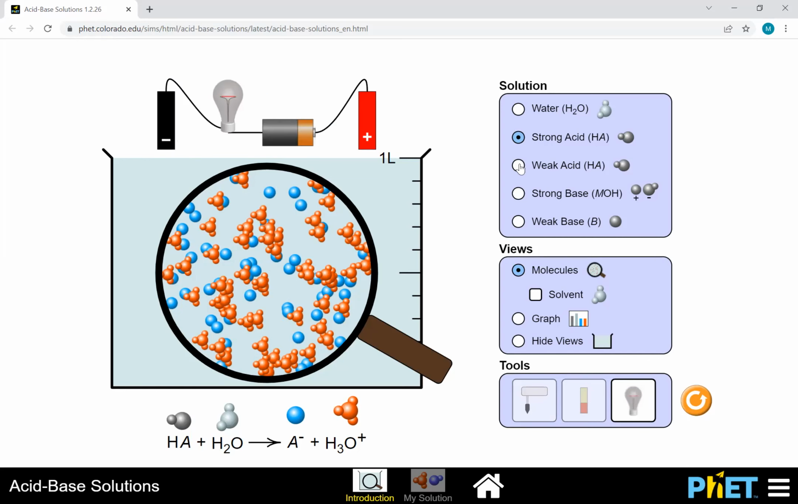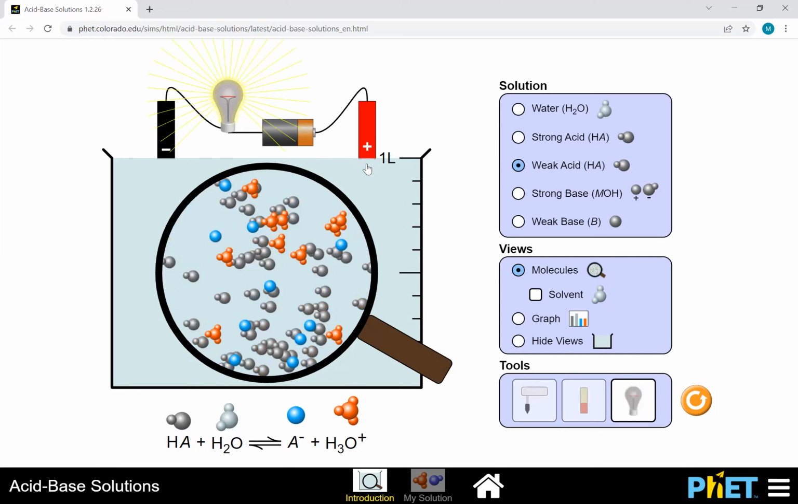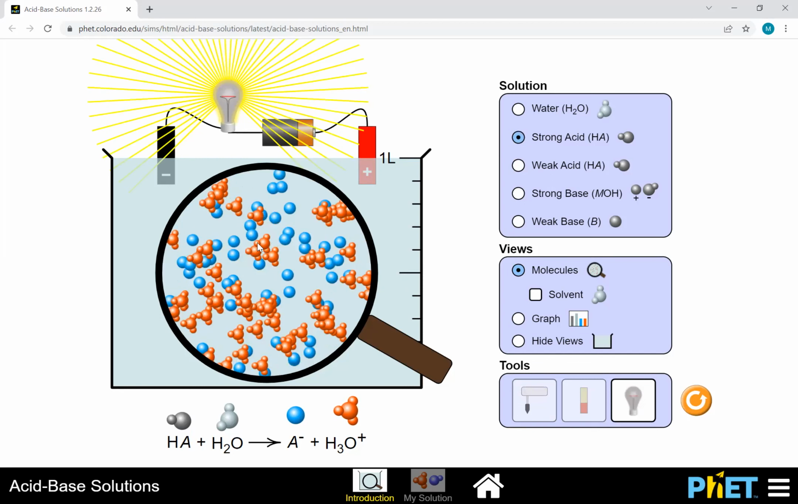So if I had a weak acid, notice not very many ions. If you look at the light bulb, it doesn't glow very well. If we had a strong acid, because there's lots of ions in solution, the conductivity is a lot better, and you will notice that the light bulb actually glows brighter. So that's the surefire way of separating a weak acid from a strong acid, based upon its electrical conductivity.